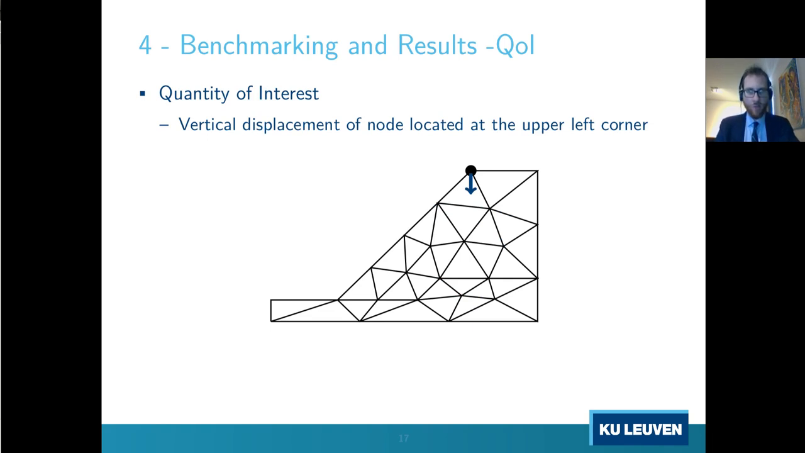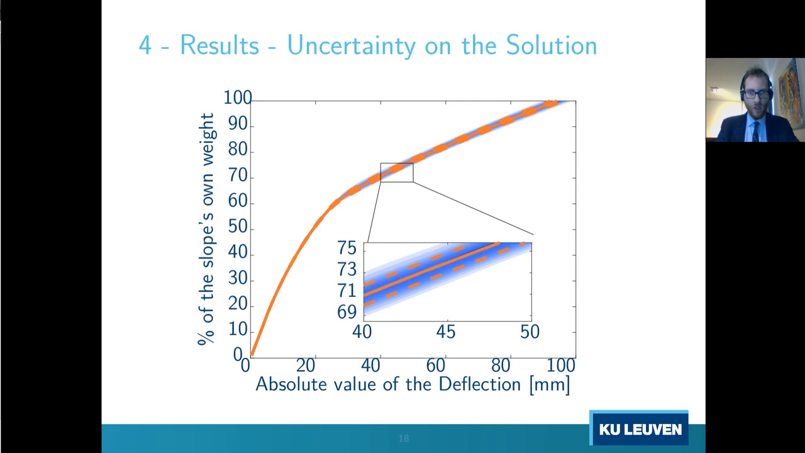So let's move on to benchmarking and results. The quantity of interest needs to be chosen, and we choose the vertical displacement of the node located at the upper left corner, as you can see in the picture. We can then compute the uncertainty on the solution. Here we show the absolute value of the deflection of that point, as a function of the percentage of the slope's own weight.